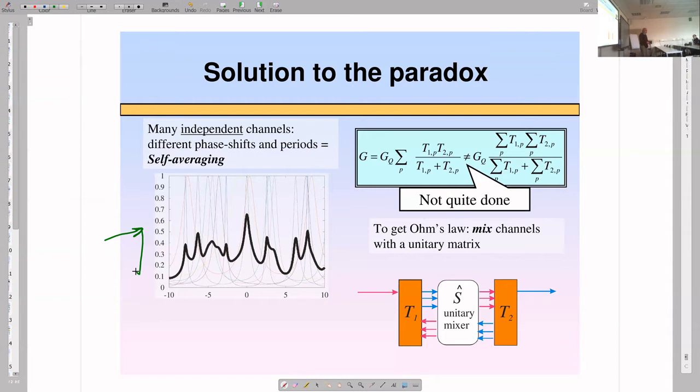Right, good. So that is assumed here. I assume that the channels are independent. Well, it's a convenient assumption, but let us investigate whether it's really true. So that is a formula, and if the channels are independent, we have this Ohm's law within each channel, right? So the first term, sum over channels, and we have this nice combination of transmission coefficients. Well, it's not quite done. The second term is what actual Ohm's law would tell us. What's wrong there?